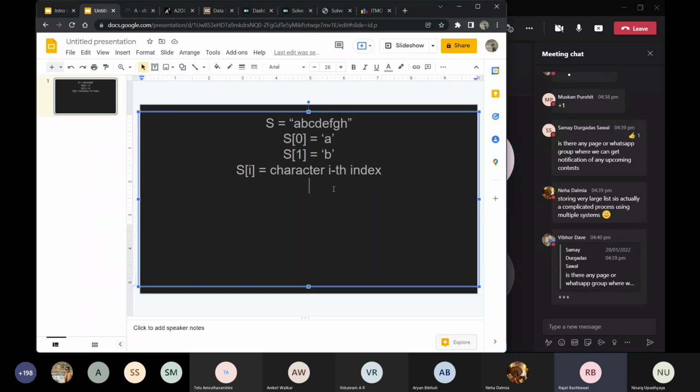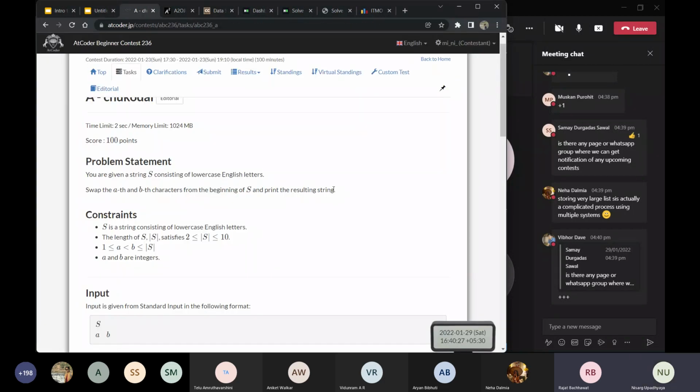swap. So the next part of the problem statement is the constraints. Now this is one more important part because the constraints will help you decide what type of solution you should aim for.